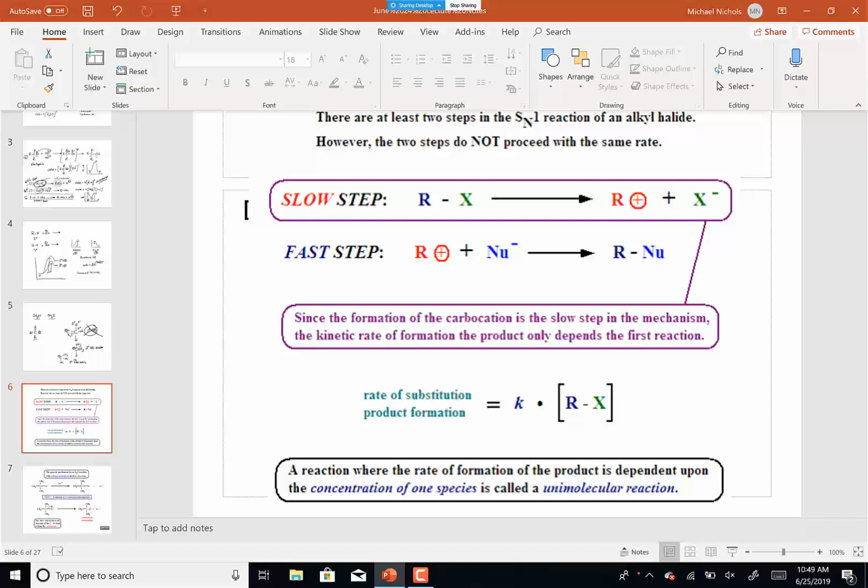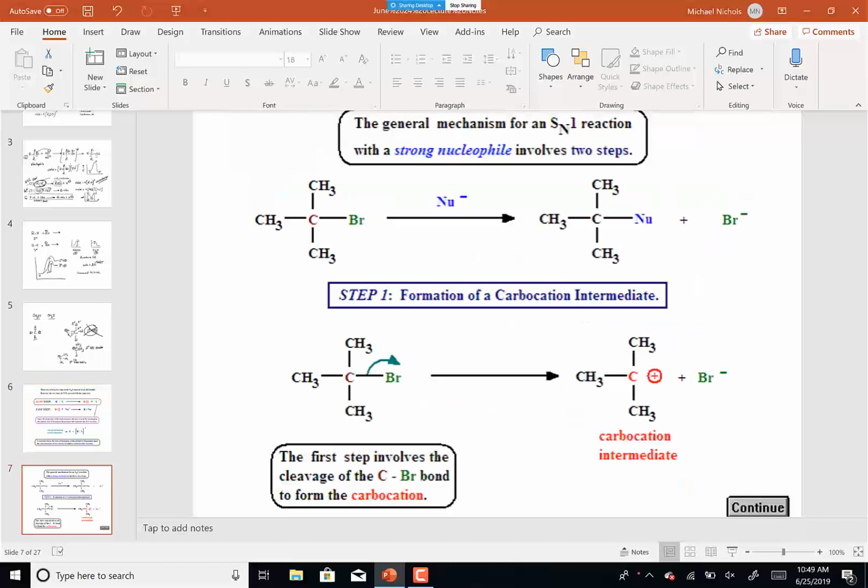Here are just the formal slides that I did by hand. We got a slow step, we got a fast step. The slow step is forming the carbocation. The overall rate is the rate constant times the alkyl halide concentration to the first power. That makes this a unimolecular reaction, which is SN1, versus bimolecular, which is SN2. Here were the steps that we wrote. We broke the carbon-halogen bond. We formed the carbocation.